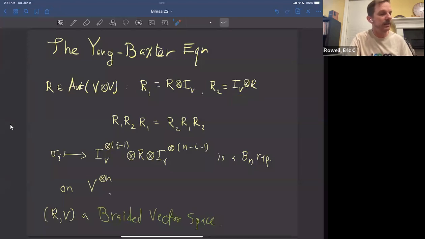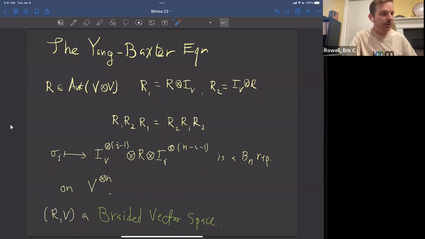And then the Yang-Baxter equation is exactly this one that says that they satisfy this relation. So this is a nice equation, and if you have a matrix that satisfies this equation, then you get representations of the Braid group on the nth tensor power of V by sending the generator to just tensor up R with the identity an appropriate number of times on each side. And sometimes this is called a braided vector space.